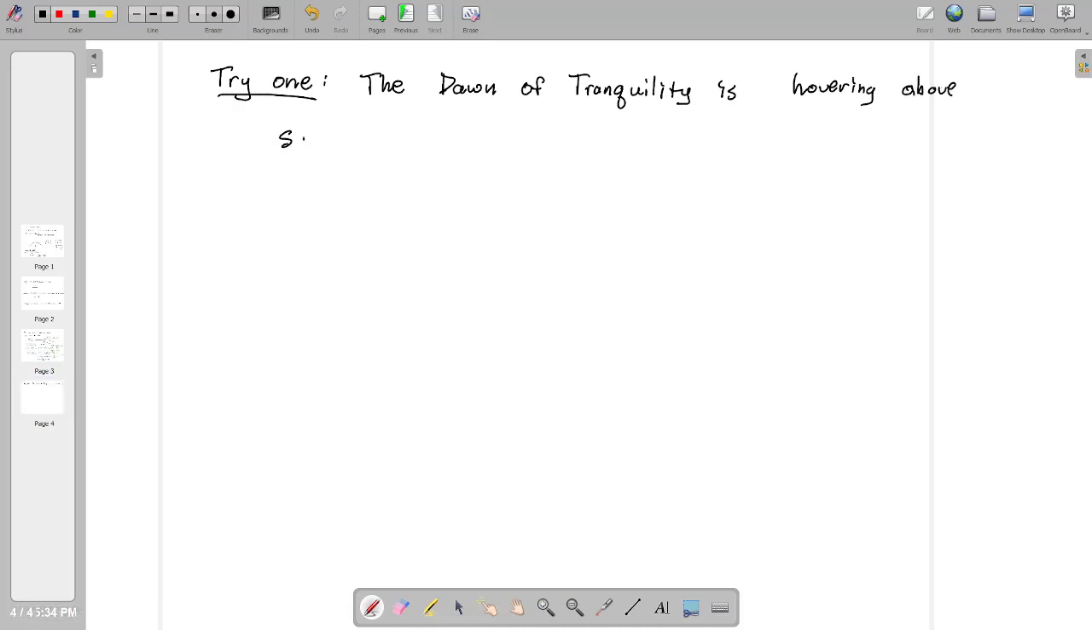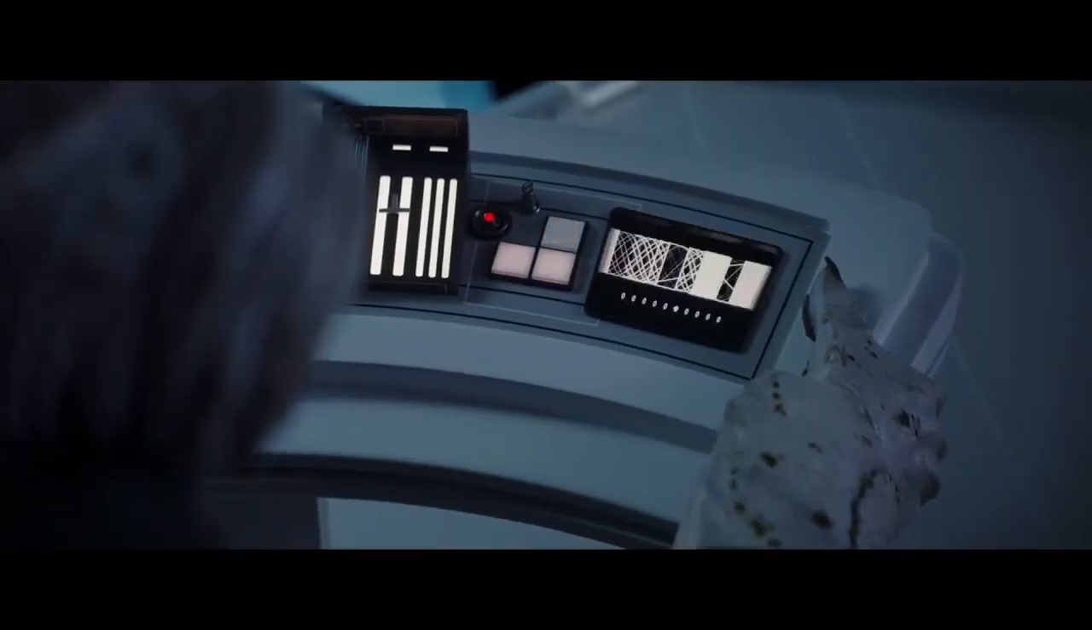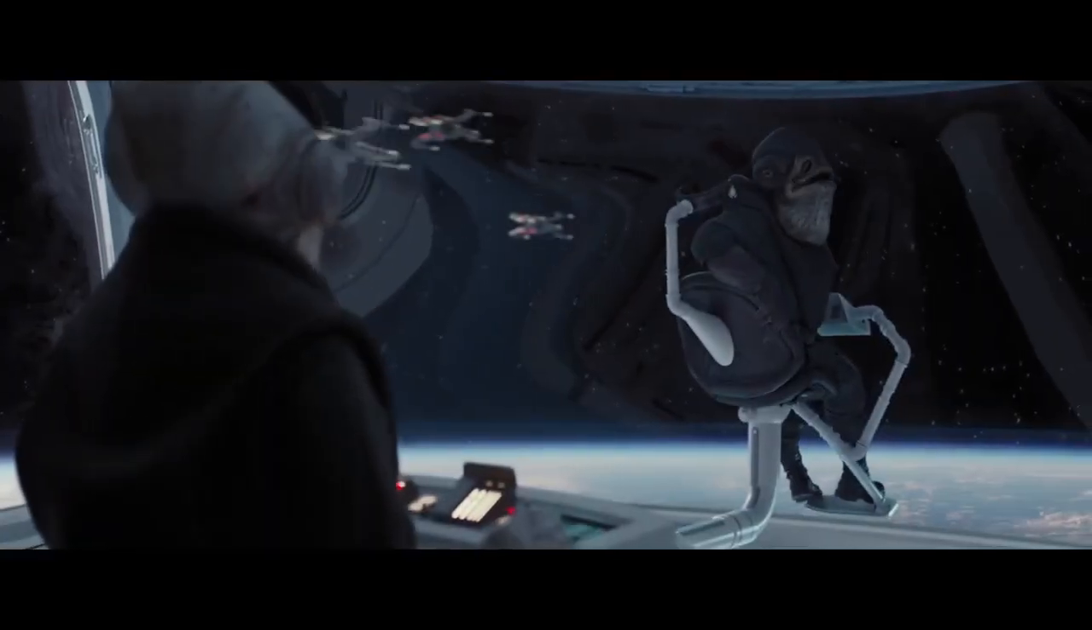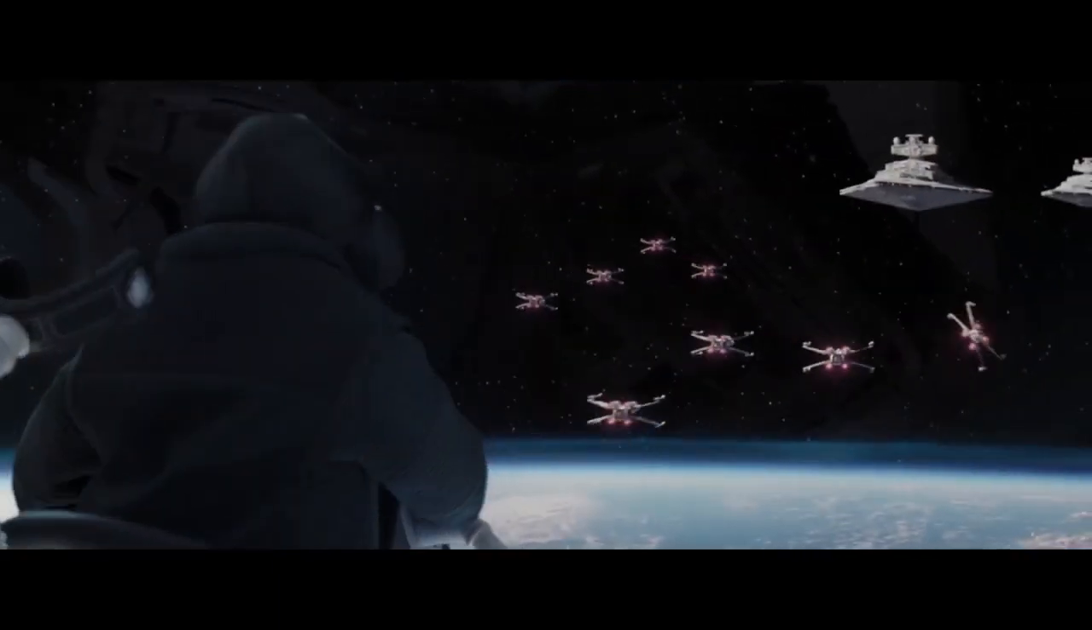The Dawn of Tranquility is hovering above Scarif. Two star destroyers 3 kilometers apart are firing at it at an angle of 85 degrees and 80 degrees. Solve the triangle created by the 3 ships. We can't raise them. All rebel frequencies are blocked. Keep trying. Engage those star destroyers and let's start probing that shield. Yes, sir.